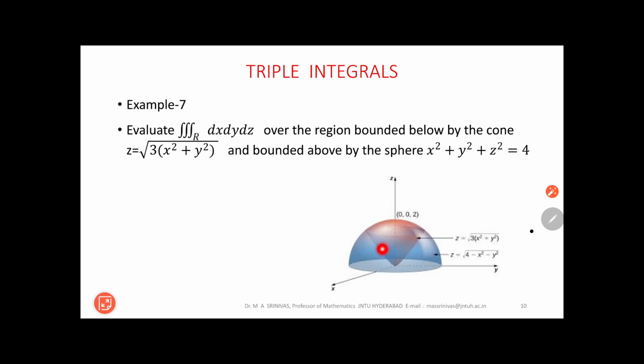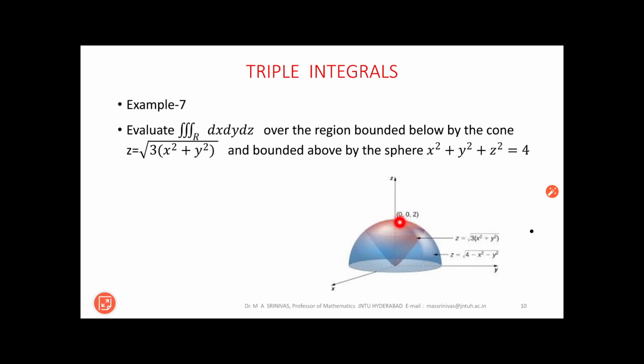And here, bounded by these two surfaces, I will have two kinds. If I take this region, for this region, the lower boundary is the sphere and the upper boundary is the cone, this entire one. But if I consider this region, the lower boundary is the cone surface and the upper boundary is the sphere surface. That is what he has given, bounded below by the cone and bounded above by the sphere. So this is the region of integration.